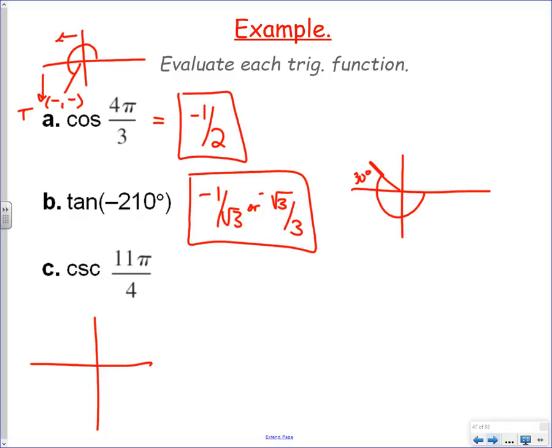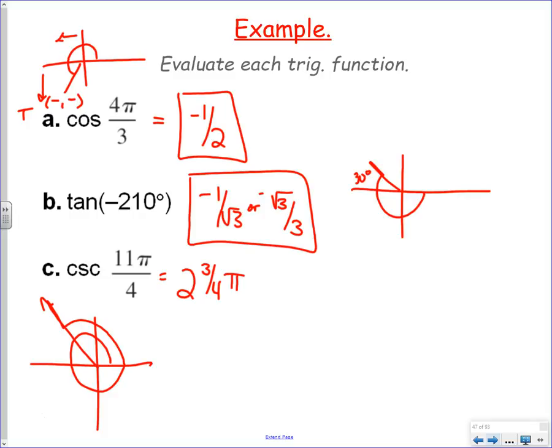Cosecant of 11 pi over 4, where are we at? Way away from home. There's 4 slices, there's 8 slices, we need 3 more. So it'd be 1 pi, 2 pi, can't you think about this as being 2 3/4 pi? Or you can also convert it to degrees. You're at a 45-degree reference angle, right?